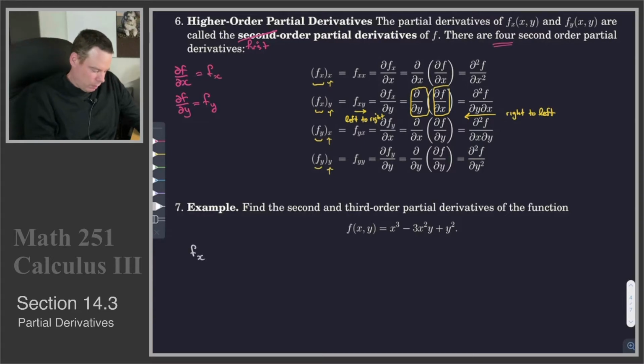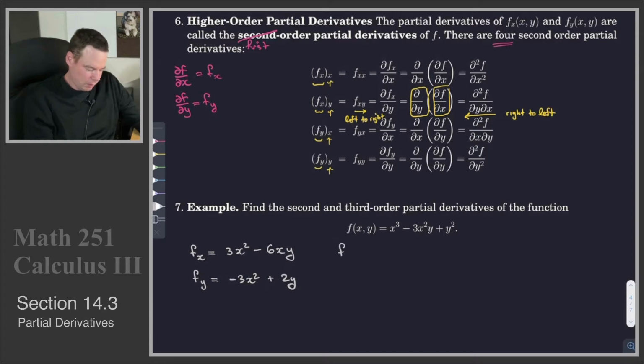So we'll first find the x derivative. So that would be 3x squared minus 6xy plus 0, because the derivative of y squared with respect to x is 0. So there we've treated y as a constant and just looked at it as a function of x and differentiated it. Now we do the same thing for y. Treat x as a constant and differentiate with respect to y. We get negative 3x squared plus 2y. So there's our first order partials.